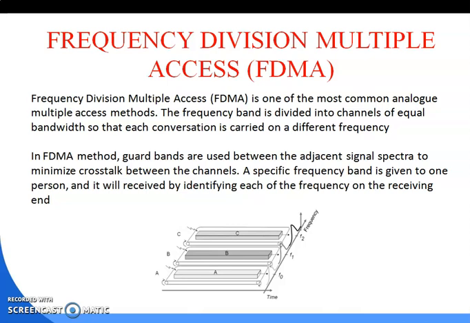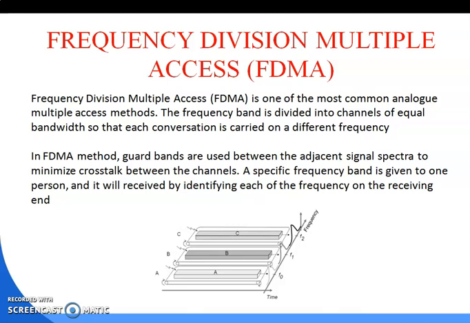Each user is allocated 2 channels, one for the uplink and the other for the downlink. It is one of the most common multiplexing techniques. The available frequency band is divided into channels of equal bandwidth so that each communication is carried on a different frequency. And this multiplexing technique is used in all the first generation analog mobile networks like Advanced Mobile Phone System, AMPS, in the US, and the Total Access Communication System, TACS, in the UK. So that is known as FDMA, frequency division multiple access.